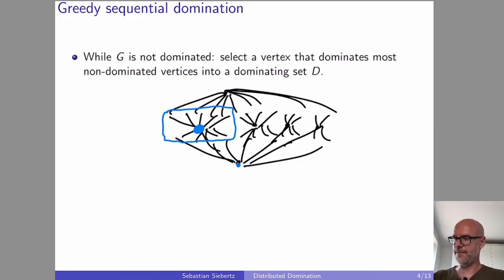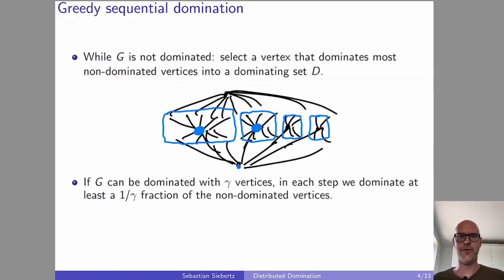What remains are the vertices on the right to be dominated, and the second vertex is chosen so that it dominates slightly more than one half of the remaining vertices. So this vertex is chosen by the greedy algorithm, and this continues in this fashion. Always these vertices dominate slightly more than one half of what was dominated before. So how does the greedy algorithm perform? If G can be dominated with gamma vertices, with gamma I will always denote the domination number of the graph, so the number of vertices in a minimum dominating set, then I can dominate in every step at least a 1 over gamma fraction of the non-dominated vertices.